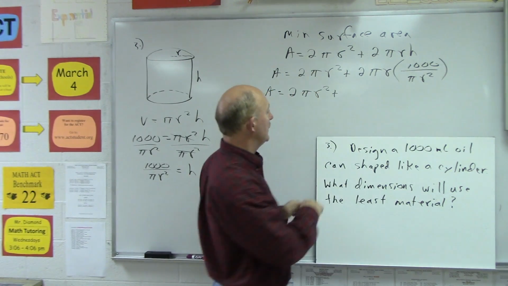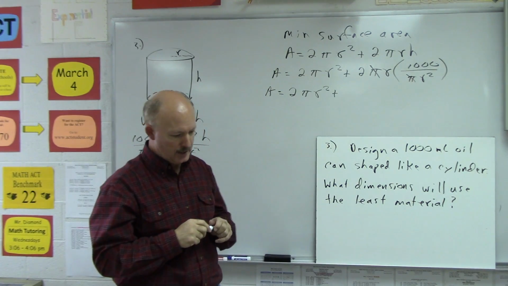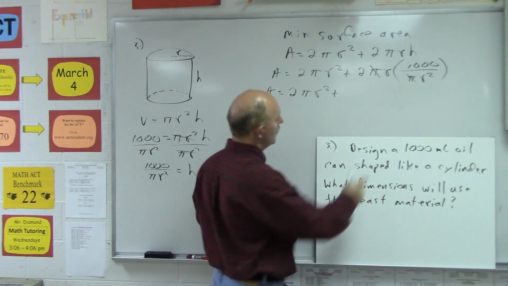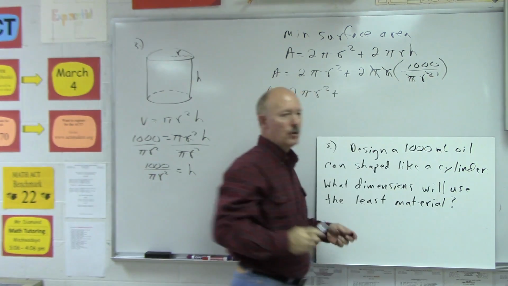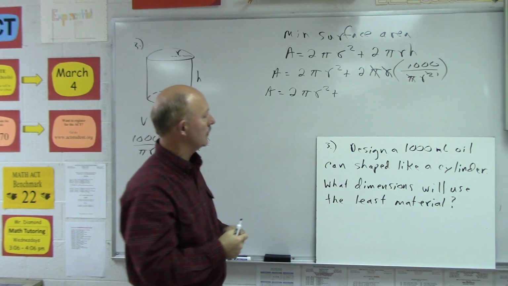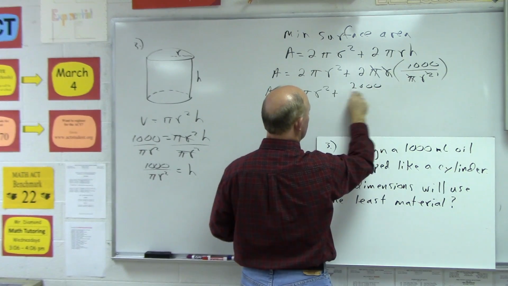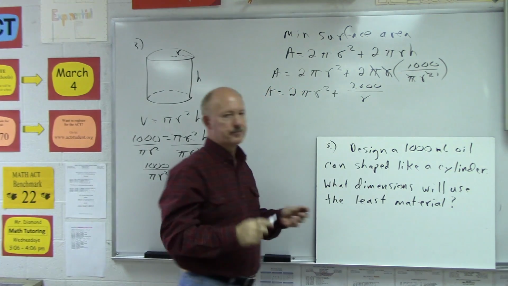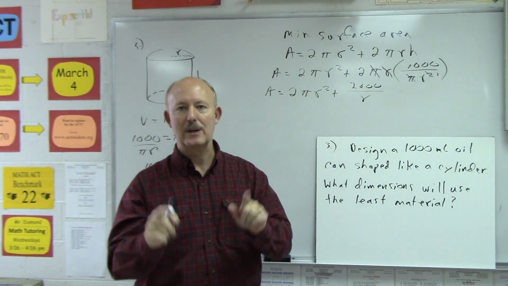Right away you notice that the pi's are going to cancel on the bottom of that fraction. Also, this radius is going to cancel out with one of those radii on the bottom here. You got two r's, and one of those is going to cancel out. And that gives us 2 times 1,000, which is 2,000, divided by r. Now, this is our area formula. This is the one we're going to have to take the derivative of.